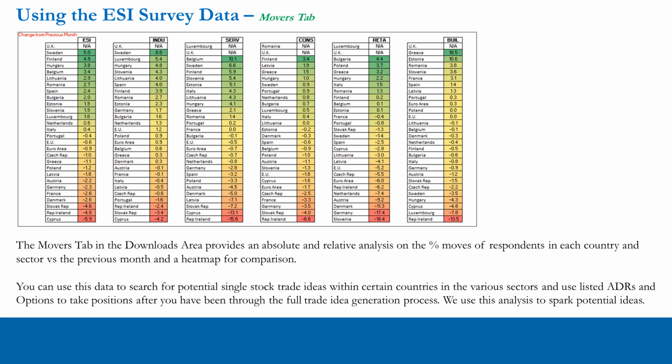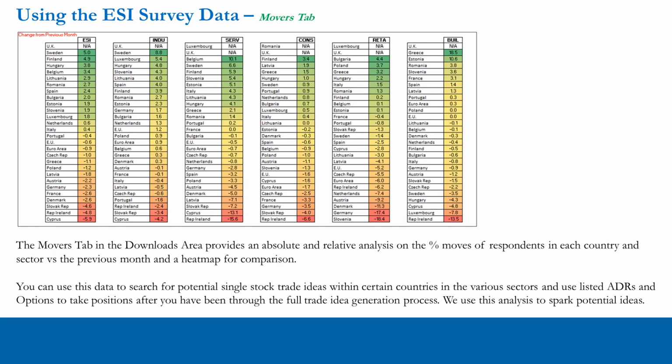It takes the respondents in each country and sector versus the previous month and ranks them relative to each other, most bullish to most bearish in descending order for the previous month, and also includes a heat map as well. So you can use this data to search for potential single stock trade ideas within certain countries and use the ADRs as trades to do so, or potential positions to do so.